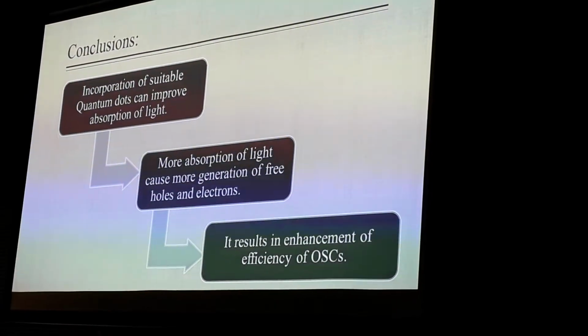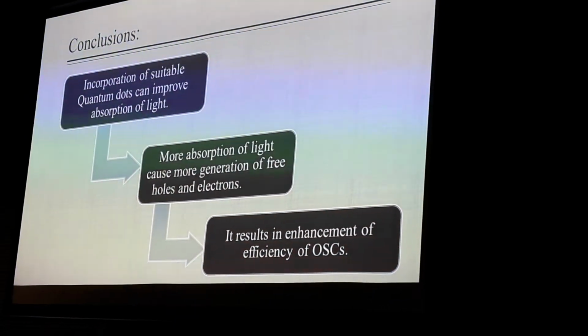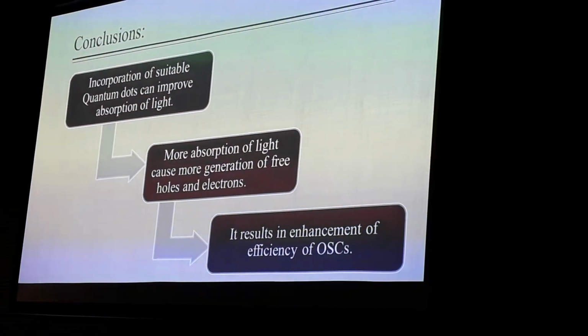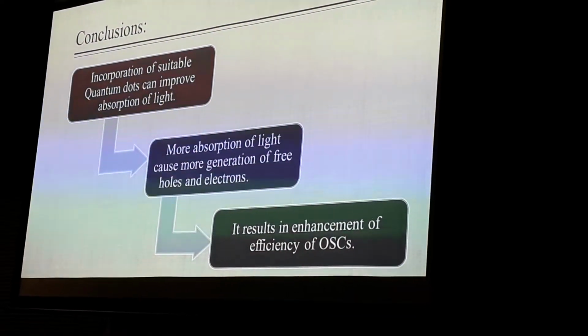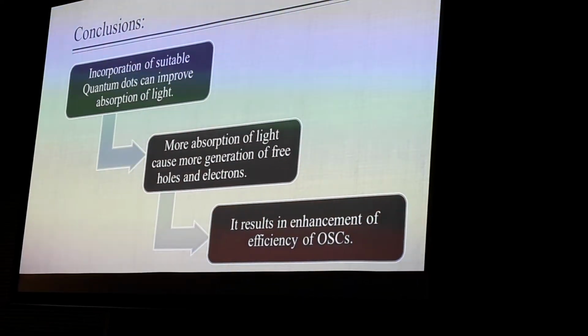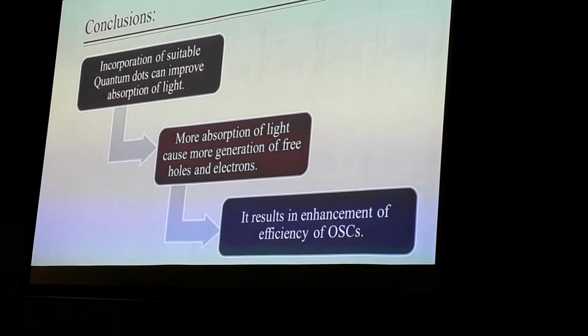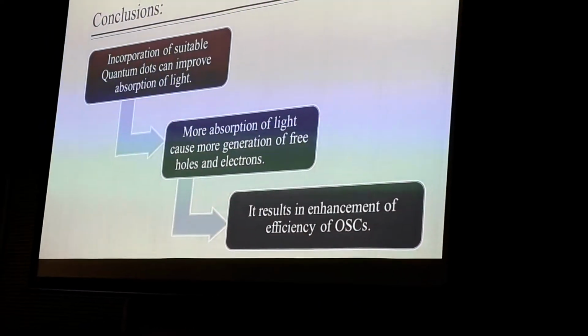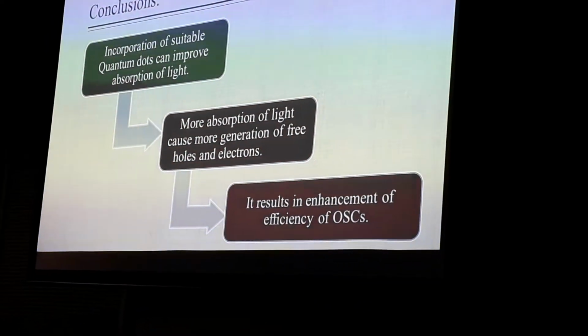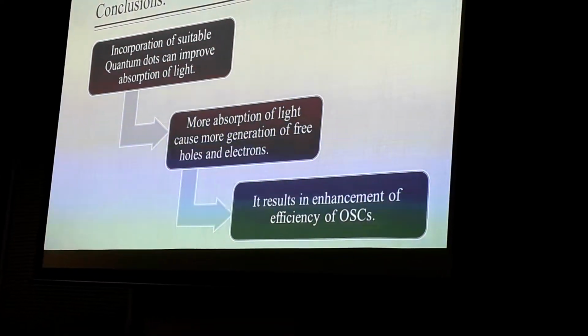Based on this presentation, it can be concluded that incorporation of quantum dots in organic solar cells can improve absorption of light, and more absorbed light can generate more free holes and electrons in the solar cell, and these more holes and electrons give better efficiency.